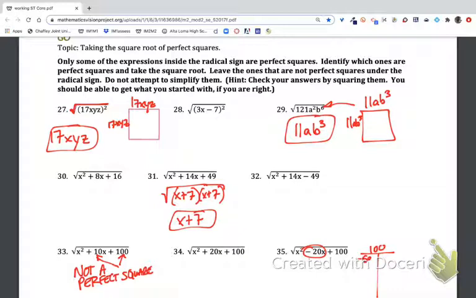Negative 50, negative 2. Definitely not going to add together and get negative 20. Negative 25, negative 4, nope. Negative 20, negative 5, no, but that's close. Negative 10, negative 10, bingo. x minus 10 squared is what the factors would be.